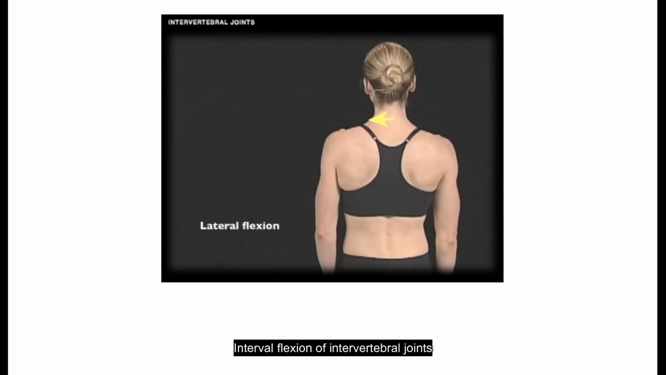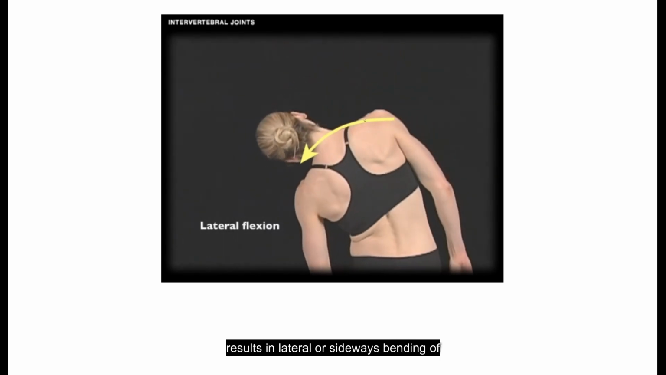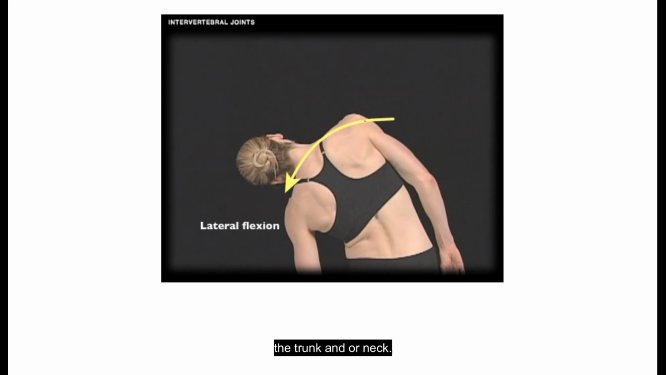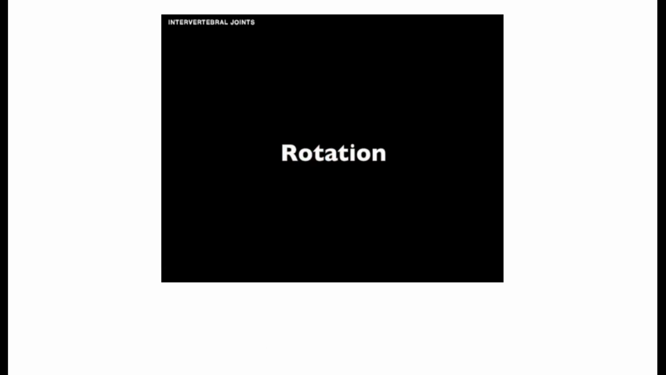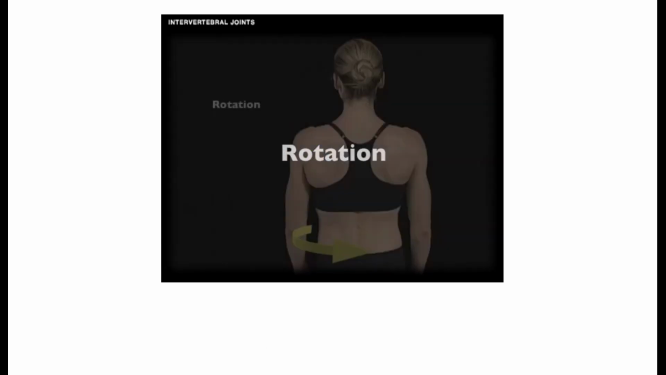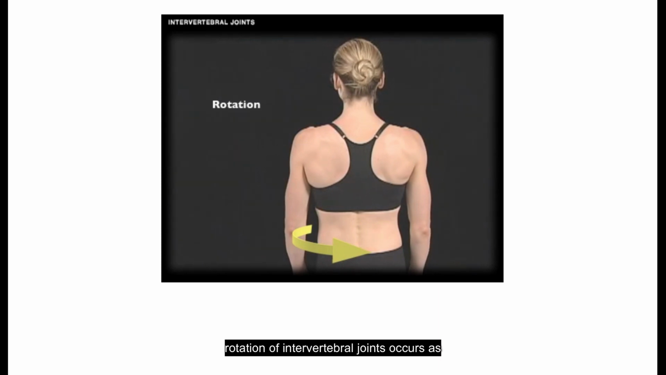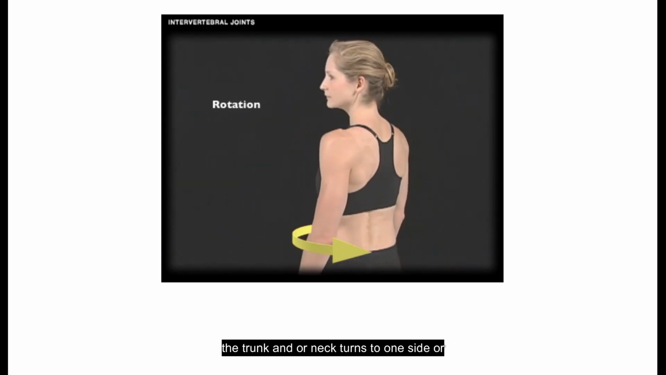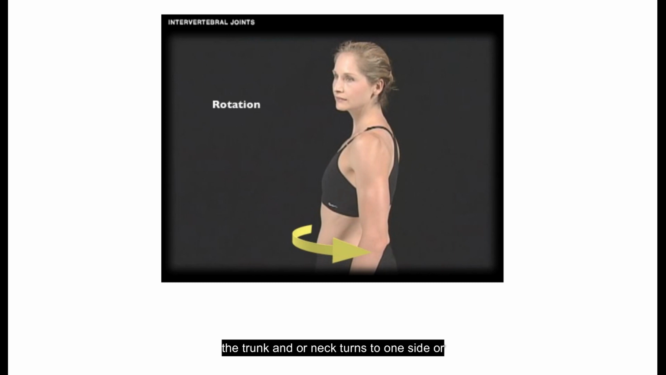Lateral flexion of intervertebral joints results in lateral or sideways bending of the trunk and/or neck, for example, when leaning sideways to grasp the handle of a suitcase. Rotation of intervertebral joints occurs as the trunk and/or neck turns to one side or the other.